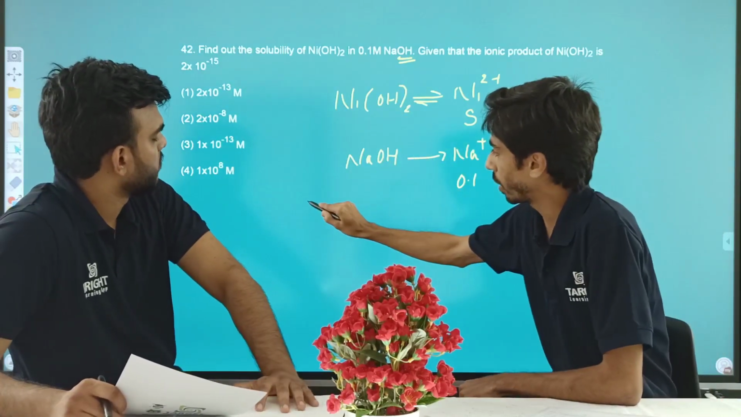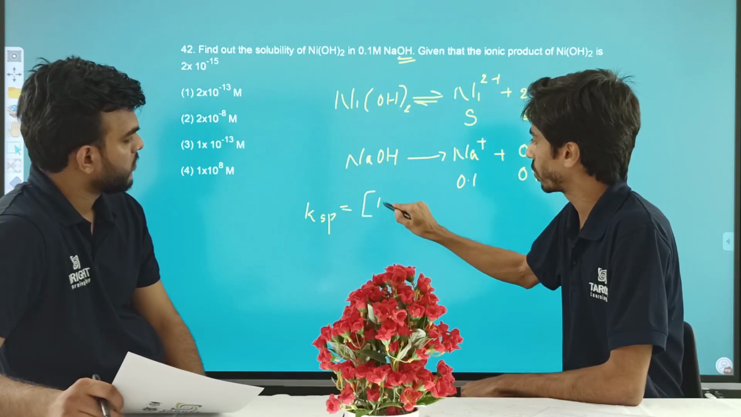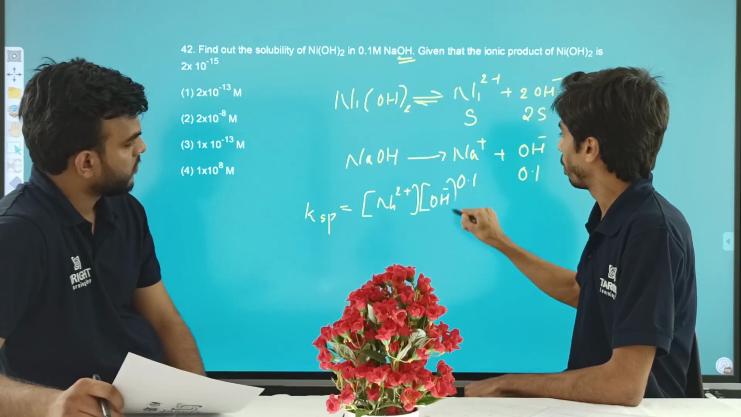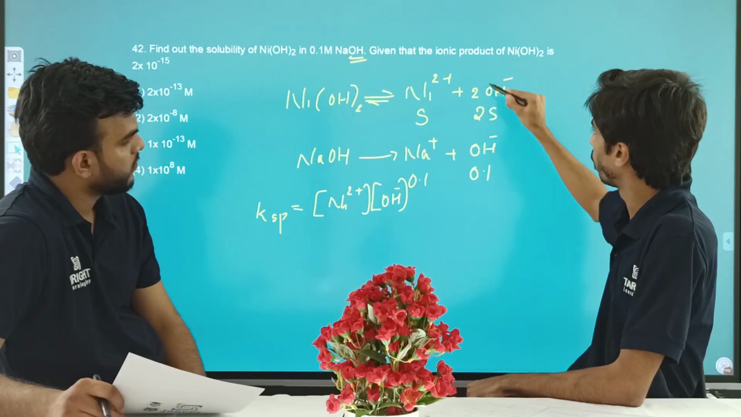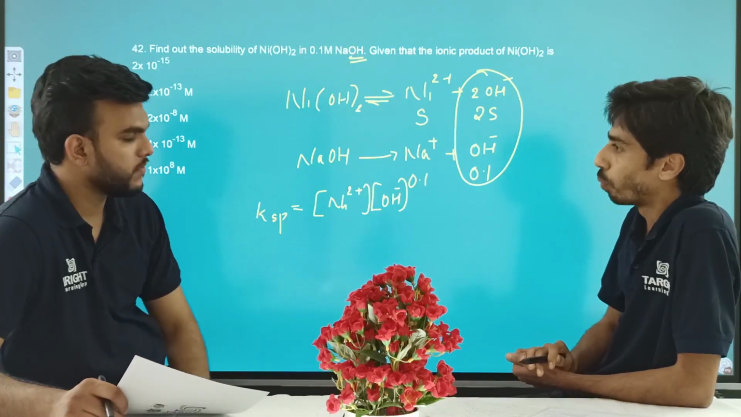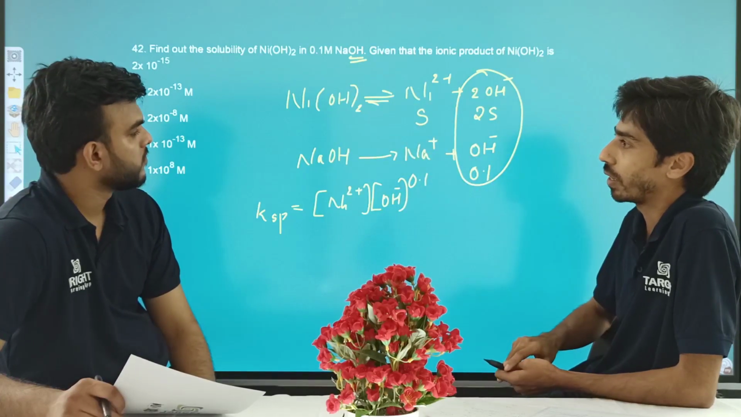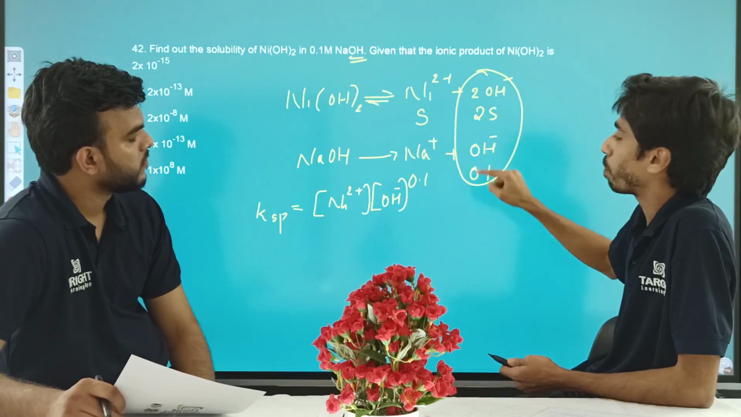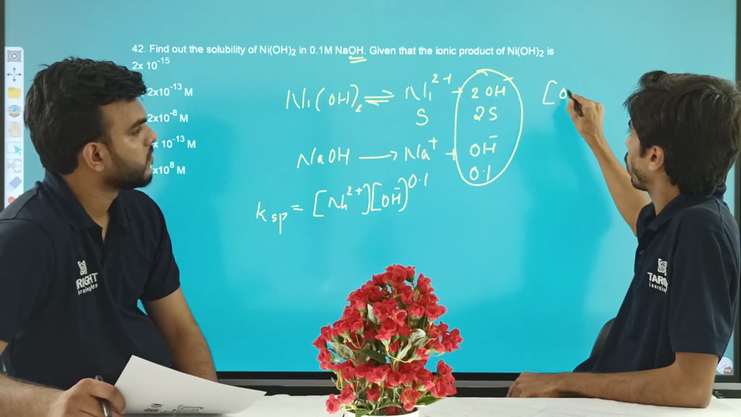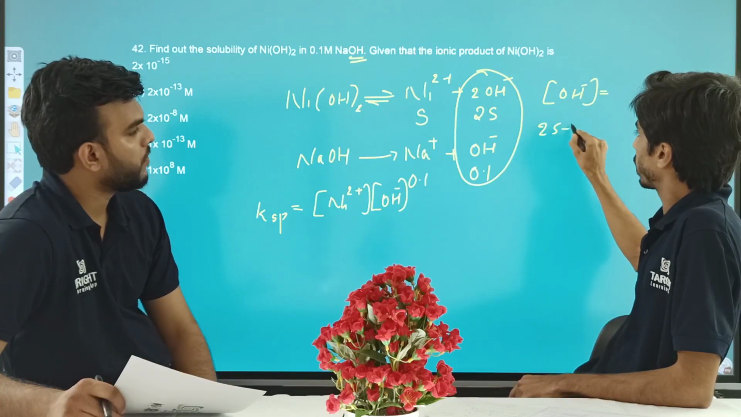Now Ksp is equal to the concentration of Ni2+ into the concentration of OH-. But here we need to consider the concentration of OH- from both, because both have the OH group. The 0.1 will be contributed from sodium hydroxide, so the net value will be 2S plus 0.1 in the case of OH-. The concentration of OH- will be equal to 2S plus 0.1.